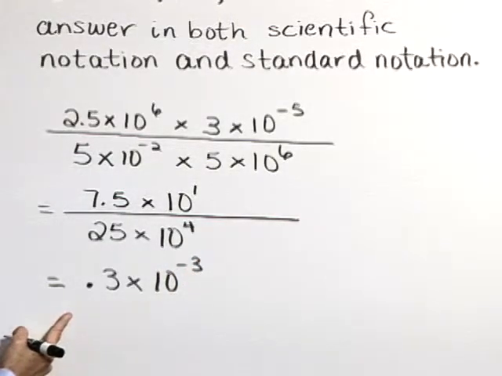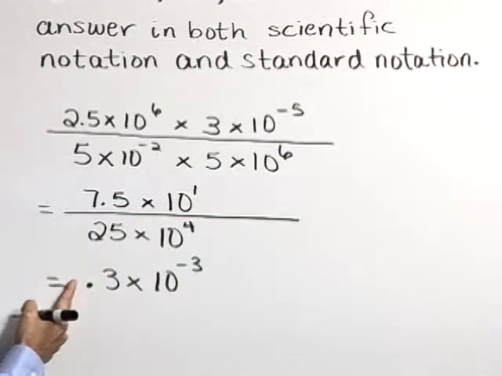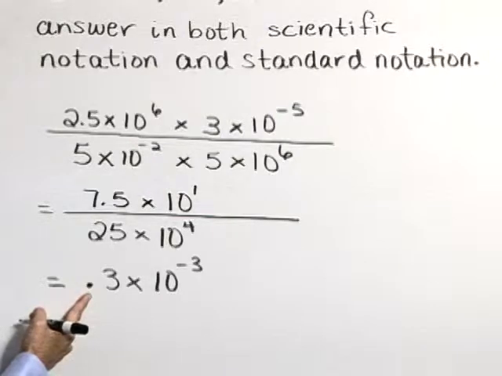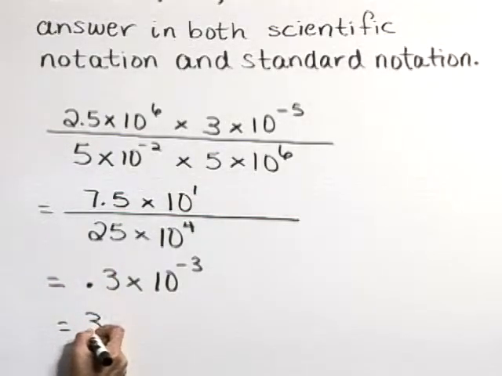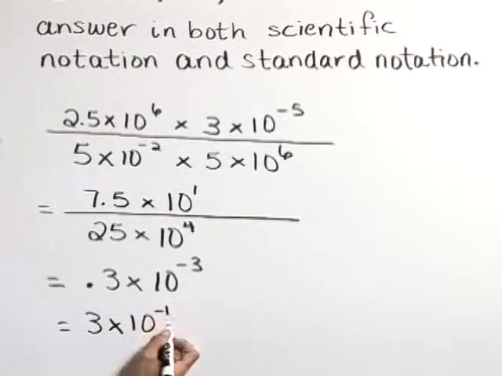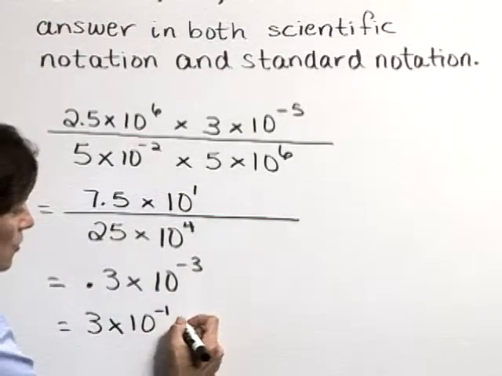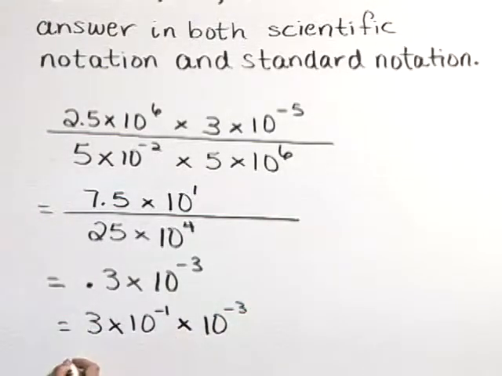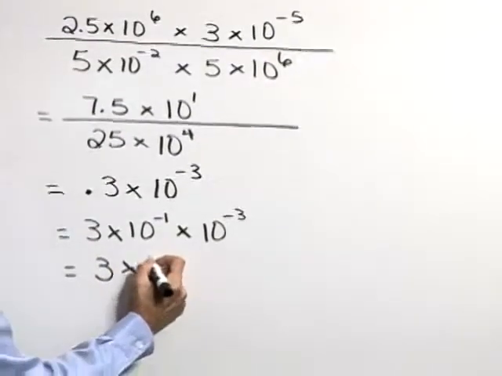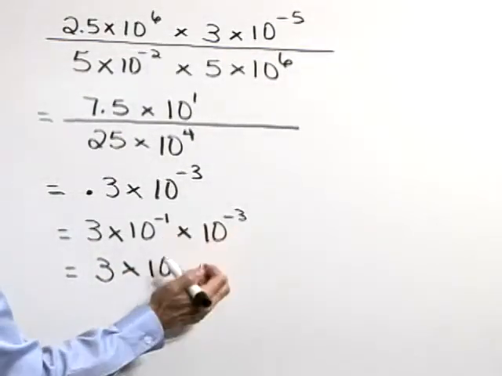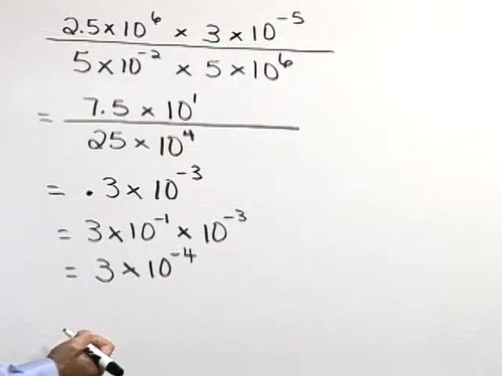Now we'd like to write our answer both in scientific notation and in standard notation. As this is written, it's not quite in scientific notation because we don't have a digit to the left of that decimal point. So I'm going to take a step here and move that decimal point one place to the right. So this 0.3 we can write as 3 times 10 to the negative 1. Don't forget your times 10 to the negative 3. So in scientific notation form, this is 3 times 10 to the, adding exponents, negative 4th power.